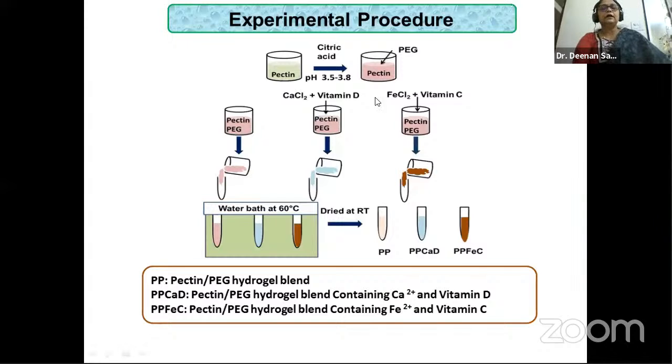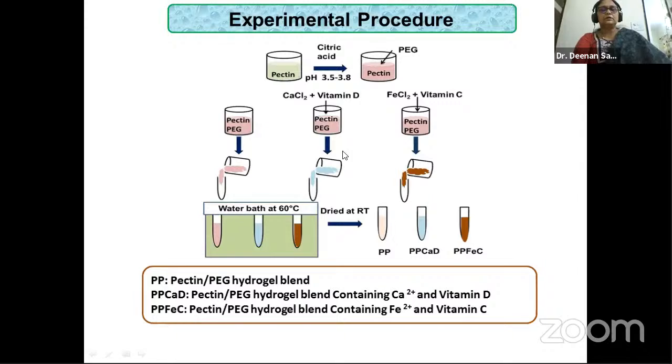So how we made the sample, it is a very simple mixing. We have taken the pectin solution, 30% pectin solution. We added citric acid to control the pH from 3 to 3.8. To this pectin solution, we added PEG. So the first hydrogel, the blank hydrogel, is ready.